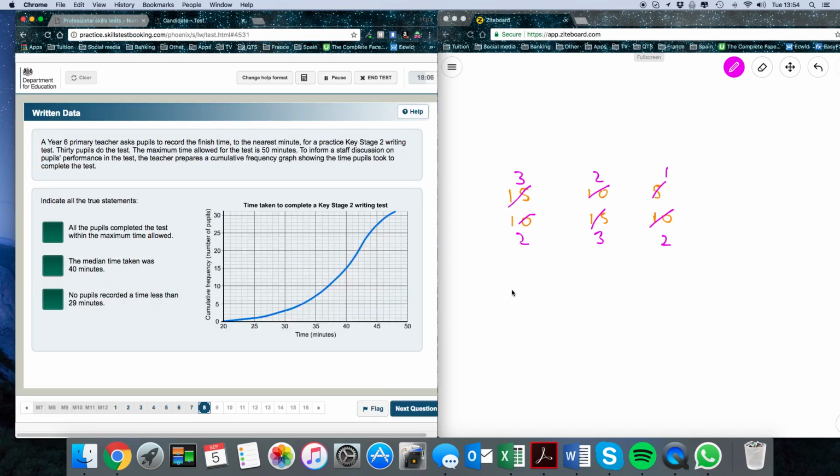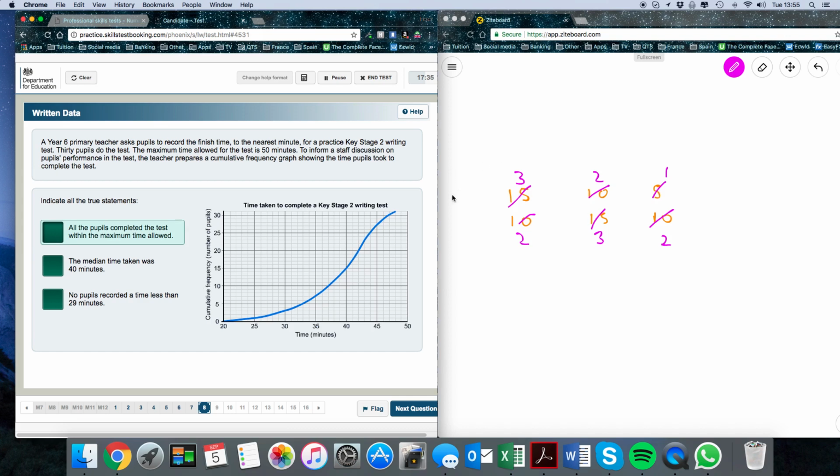Cumulative frequency. All the pupils completed the test within the maximum time allowed. If we read up here, it says the maximum time allowed is 50 minutes. It clearly shows, at this point here, that everybody in the test took 48 minutes or below. And if the maximum time allowed was 50 minutes, everybody completed it on time, so that one's true.